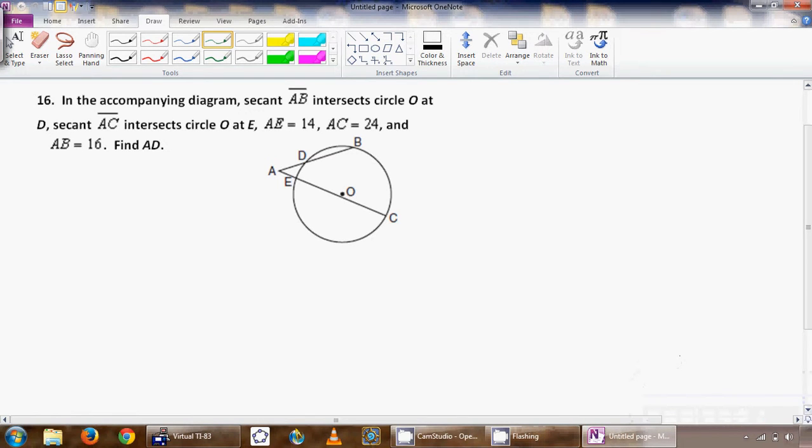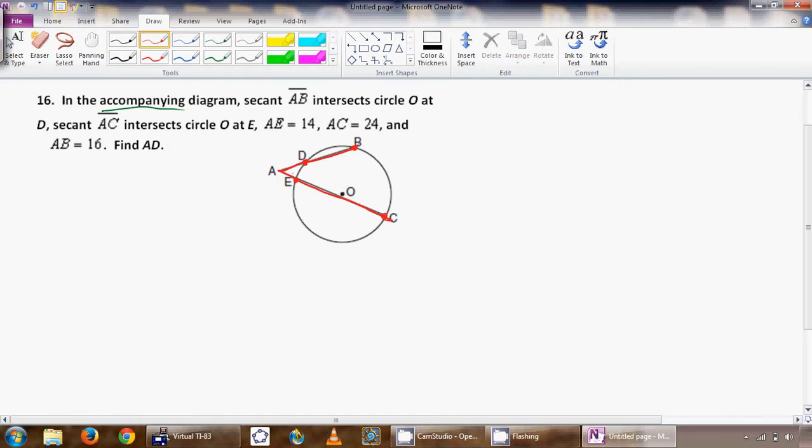Oh, that dreaded accompanying word. Okay, in the given diagram, I'll say secant AB. So this secant touches the circle at B and D. Intersects the circle at D. Great. AC intersects the circle here at C and E.